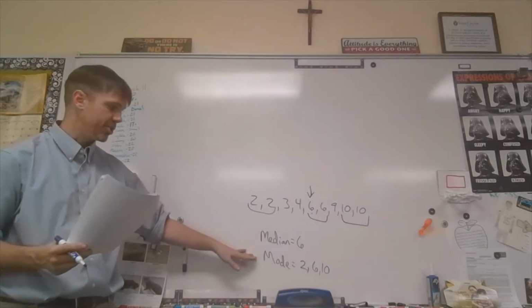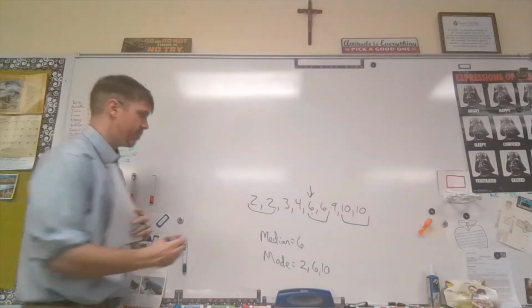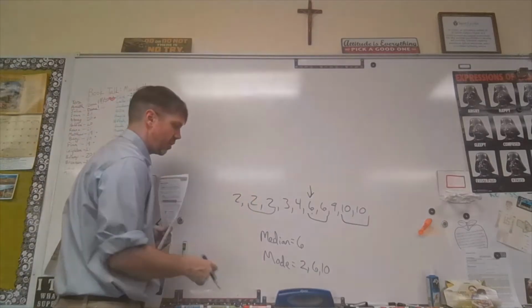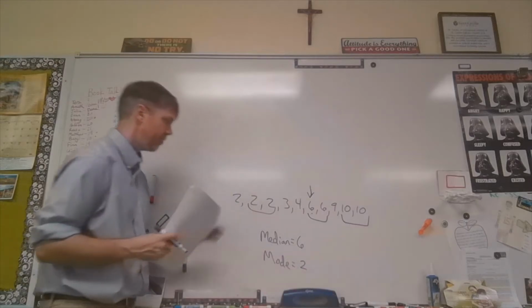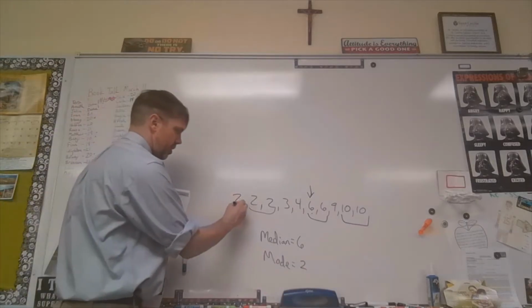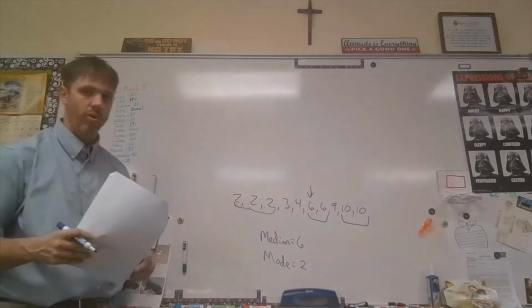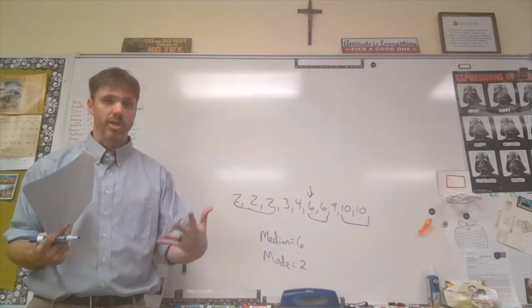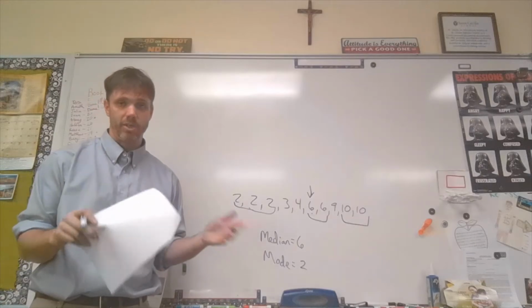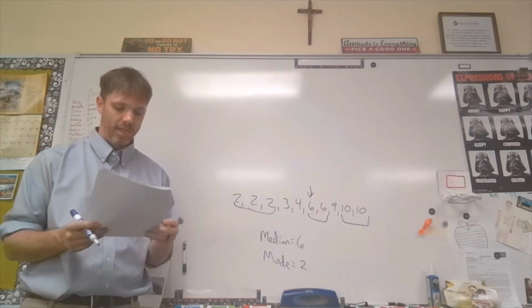So you can have multiple modes. You can have none. If we had another 2 right here, then the mode would only be 2. Okay? Because this one would have 3, and all the others would either have 2 or 1. So mode is just which number appears the most often, and it is possible to have a tie, in which case you just put all the ones that tie.